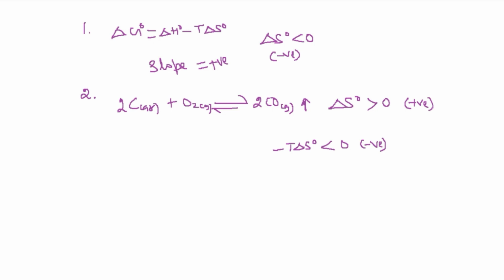Delta S naught is positive, so the slope is negative, for the plot of delta G naught versus T for the formation of carbon monoxide from carbon and oxygen. As already mentioned, when the temperature increases, the delta G naught becomes less negative, and at one temperature, which is equal to delta H naught by delta S naught, delta G naught becomes 0, and beyond that temperature, delta G naught is positive, and the metal oxide is unstable beyond this temperature.